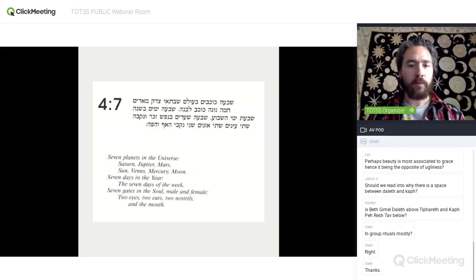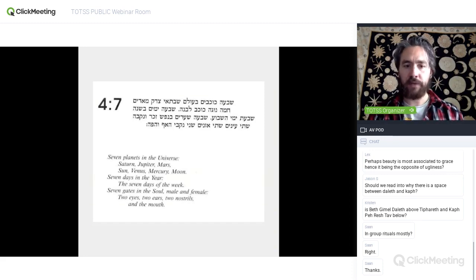All right, so now we go into a little more detail on that. 7 planets in the universe: Saturn, Jupiter, Mars, Sun, Venus, Mercury, Moon. 7 days in the year, the 7 days of the week. 7 gates in the soul, male and female: 2 eyes, 2 ears, 2 nostrils, and the mouth.